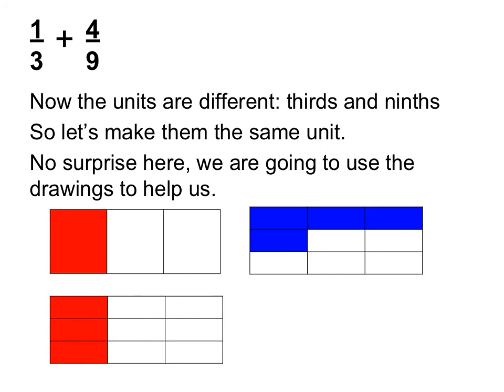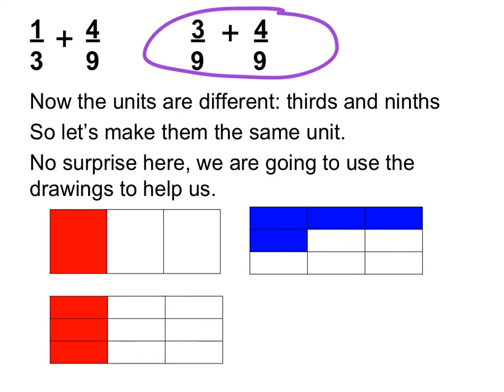Now I can see that I have 4 pieces in the blue and I have 3 pieces in the red. So now I actually have changed what I'm trying to add. Instead of saying this is 1/3 plus 4/9, we can say this is 3/9 plus 4/9. Okay, well now I have the same unit, 3/9 plus 4/9.